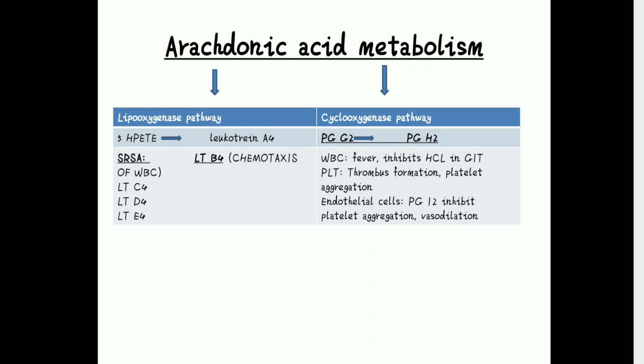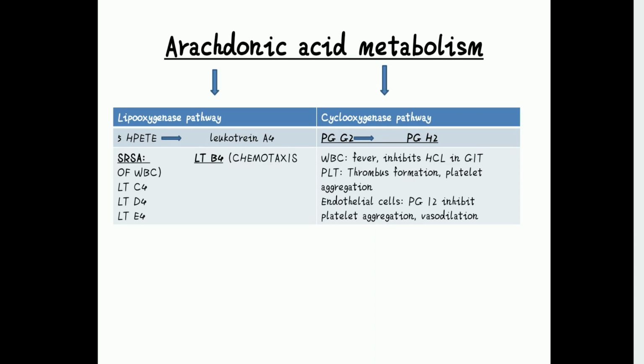Why are these called slow releasing substance of anaphylaxis? Because they act like histamine. They cause bronchoconstriction and increased bronchial gland secretion. On the other hand, in the cyclooxygenase pathway there is prostaglandin production. Certain drugs block these pathways. The cyclooxygenase pathway is inhibited by NSAIDs, but the drawback of using NSAIDs in bronchial asthma is that when they block the cyclooxygenase pathway, it shifts the whole pathway towards the lipoxygenase pathway, and in return it worsens the asthma.